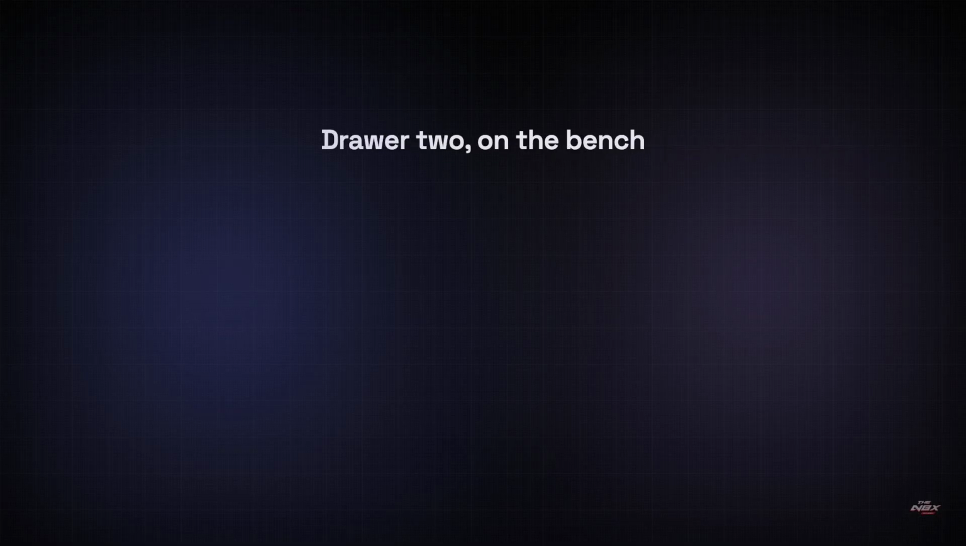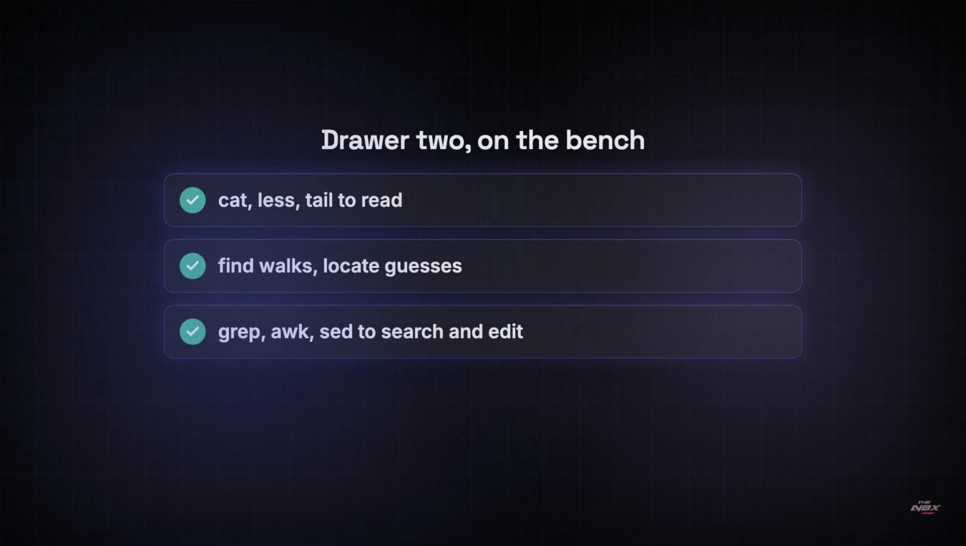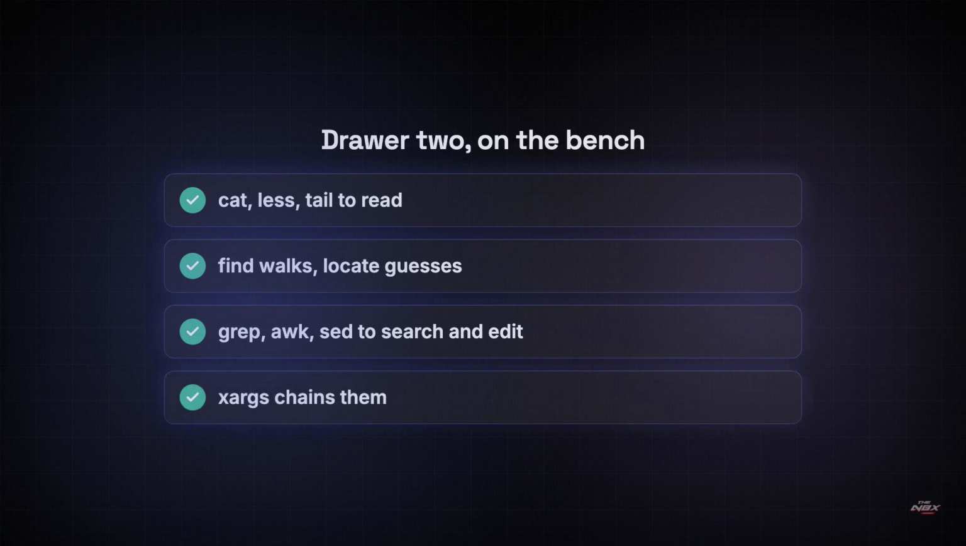Drawer 2 is your eyes. Cat and less read. Tail follows. Find walks the disk, locate guesses. Grep, awk and sed search and rewrite. xargs joins them, which is why pipes work.